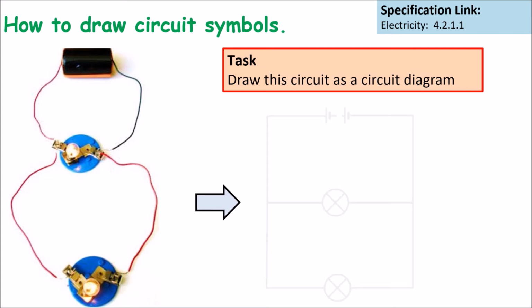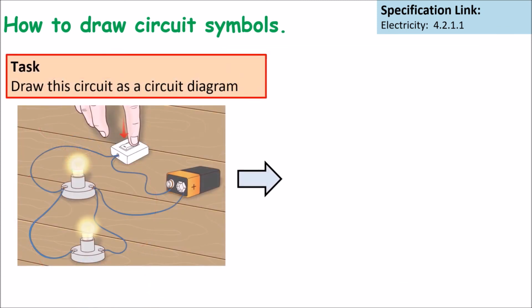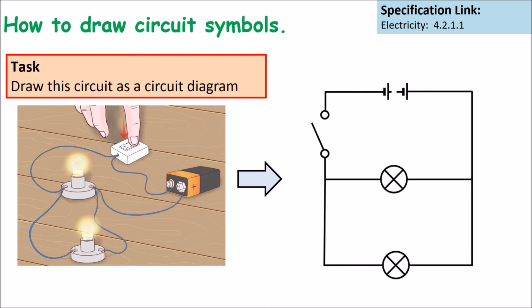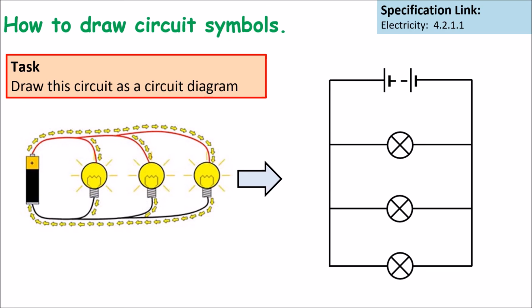A parallel circuit in a circuit diagram would look something like this. This circuit would look like that. And a circuit with three bulbs in parallel would go and be drawn like that.